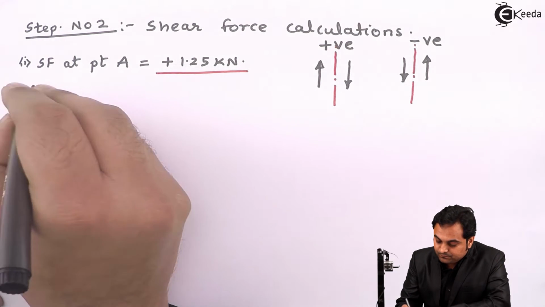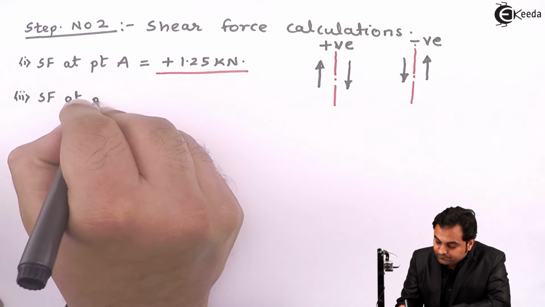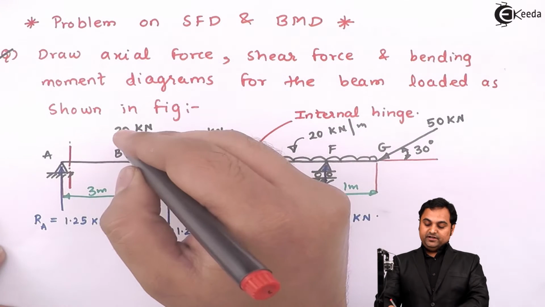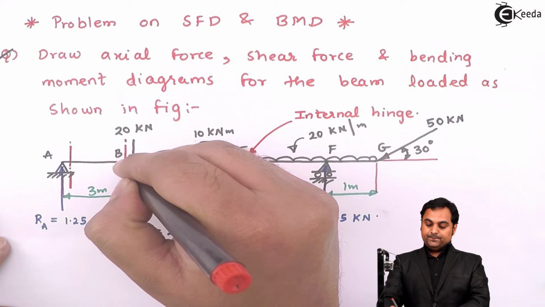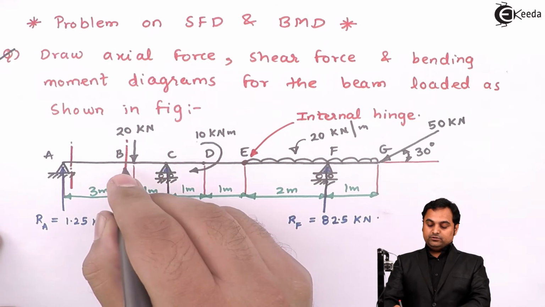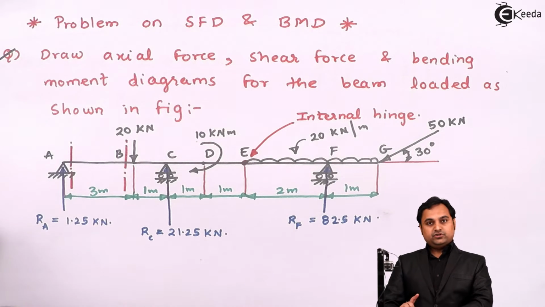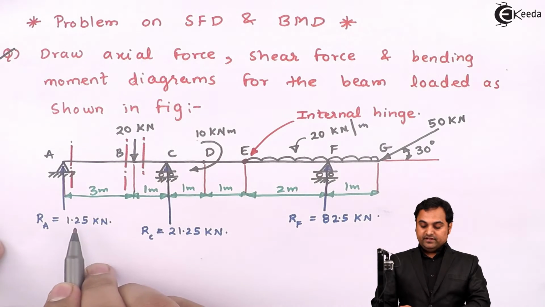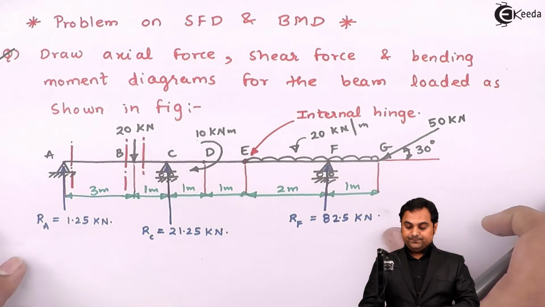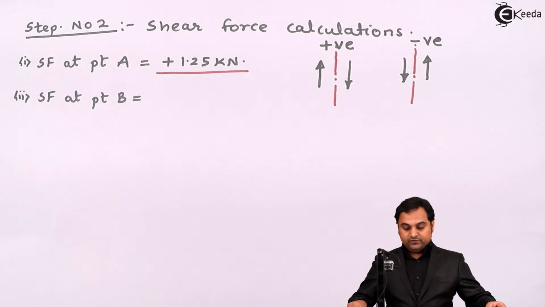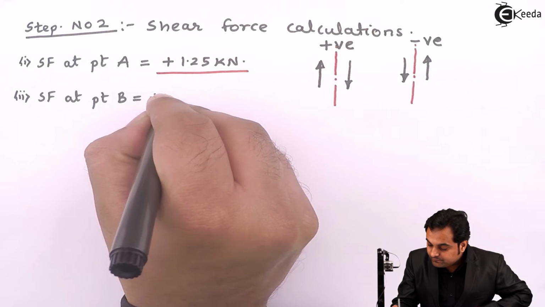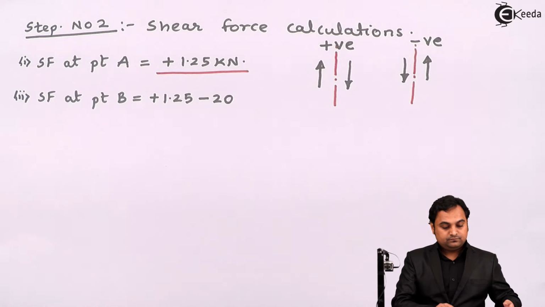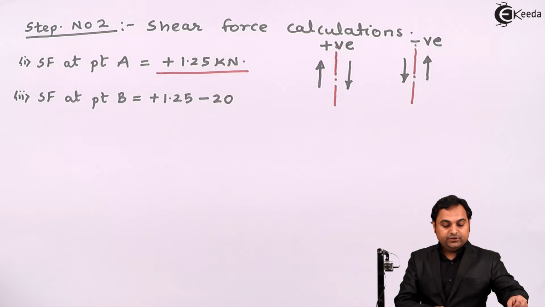Then SF at point B. Now this value of shear force which is at A, 1.25, will remain constant up to the left of B. That is, if I take the section to the left of B, then also I have only a single force on the left hand side, that is 1.25 positive value. But if I take the section to the right of B, then the shear force value will change and it is downward. So here we have 1.25 upward and 20 downward. So on the left hand side, upward force is positive, downward force is negative. So that is plus 1.25 minus 20, and that gives me an answer as minus 18.75 kilonewton.